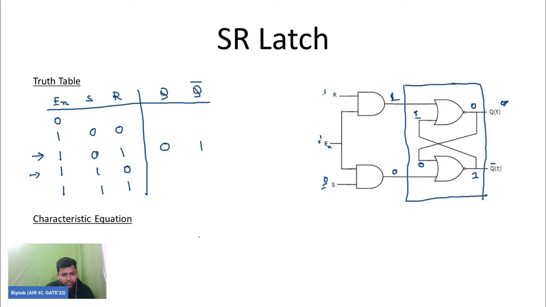Where we have S equal to 1. So let me erase these values. So when now S is equal to 1 and R is equal to 0, since R is 0, you can be sure that here you will have 0, because this is an AND gate. And since E is 1, 1 into 1 will also be 1.